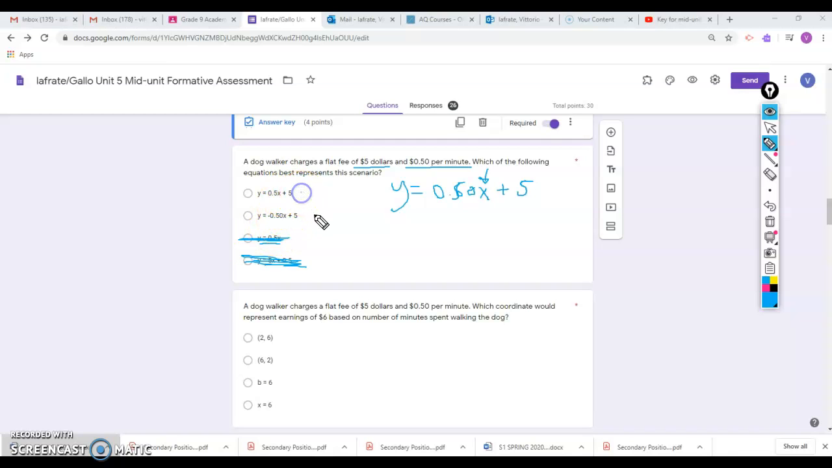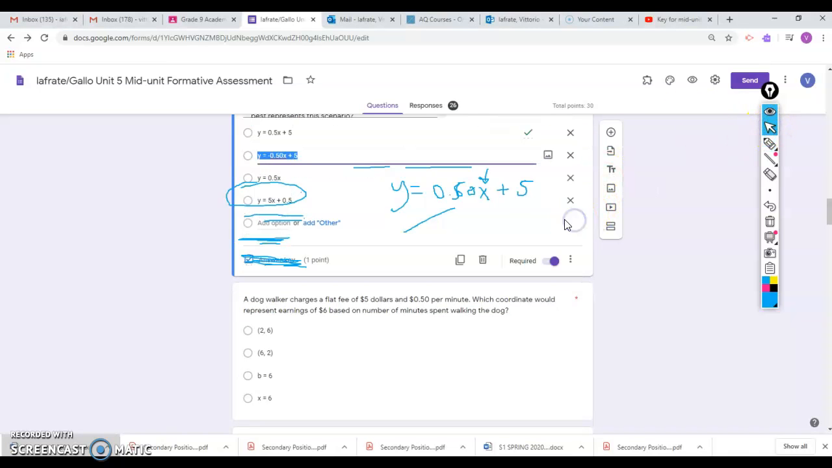So now we're choosing between these two here, and it's not a negative slope. The dog walker would actually be making money for every minute that goes by, so it should rise from left to right. So this would be incorrect here. We're looking for a positive slope, so this would be the best answer in that situation. Let's see if we're right. All right, there's another one. Perfect.